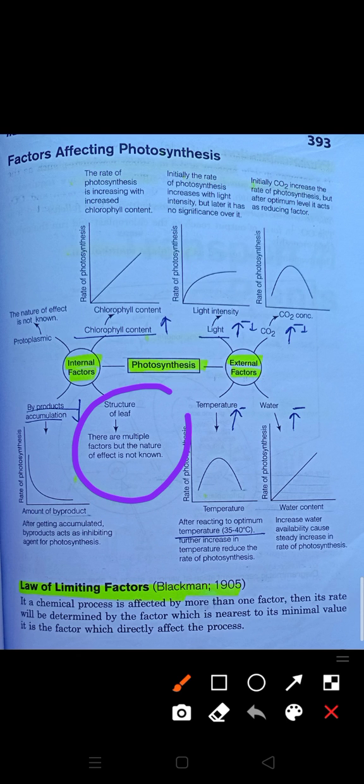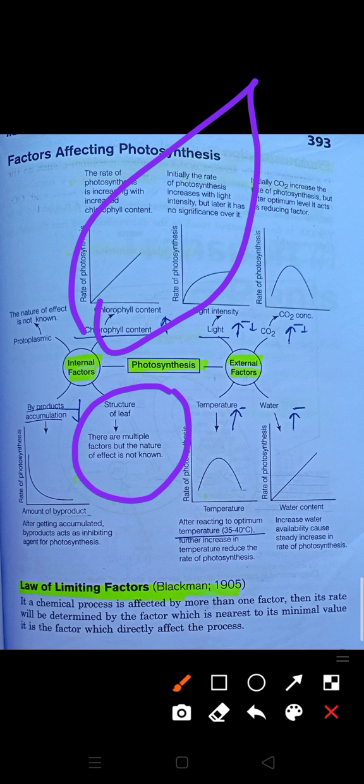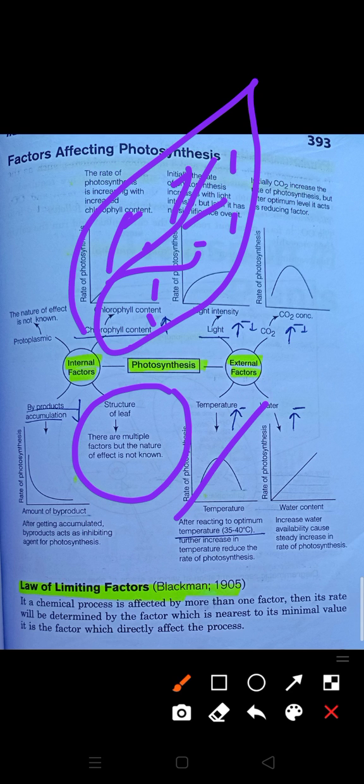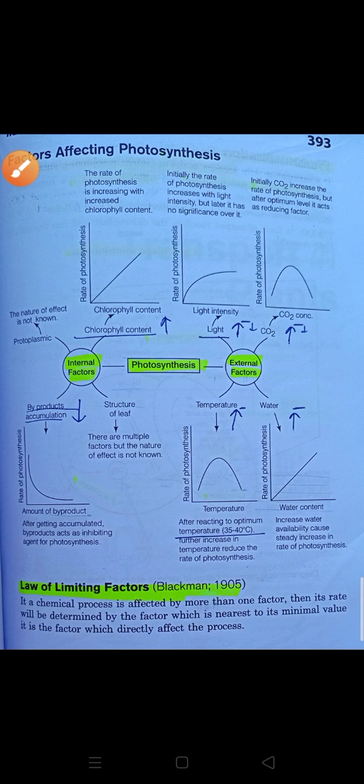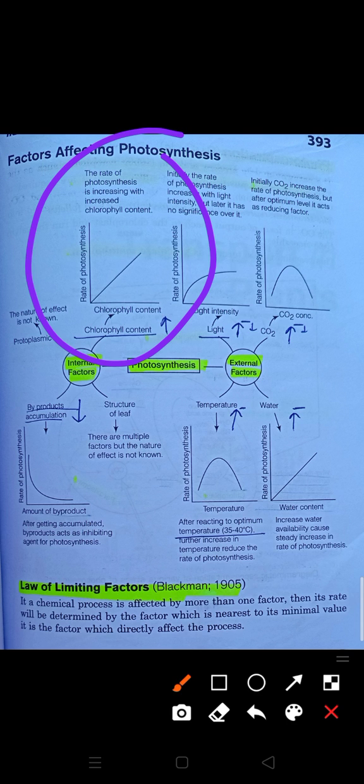Structure of leaf. Structure of leaf is also very important, because if it is a broad leaf having more chlorophyll content in it, it shows a good rate of photosynthesis as compared to morphologically different leaves. Okay, next is chlorophyll content. The rate of photosynthesis increases with the availability of chlorophyll. जितना अच्छा chlorophyll होगा, जितना ज़्यादा होगा, उतना photosynthesis का rate बढ़ेगा.